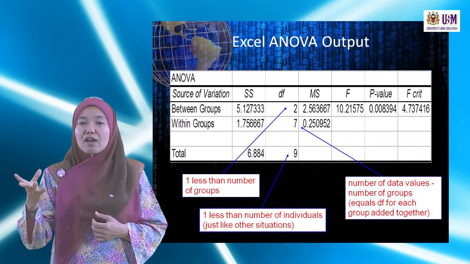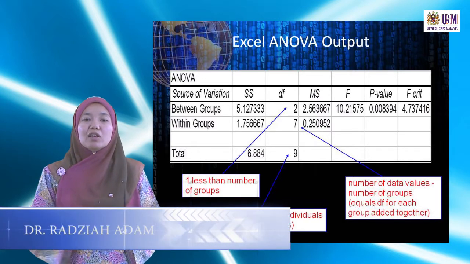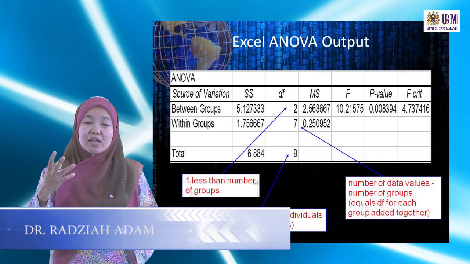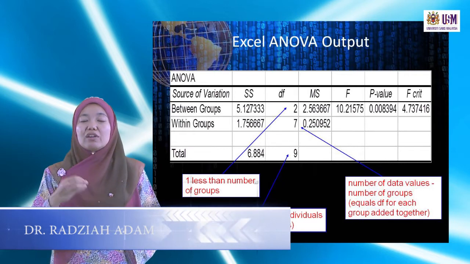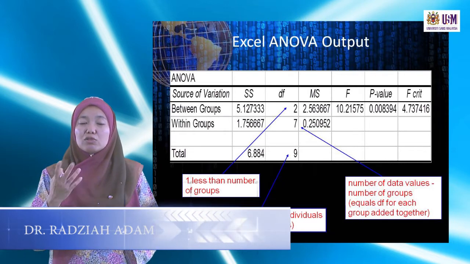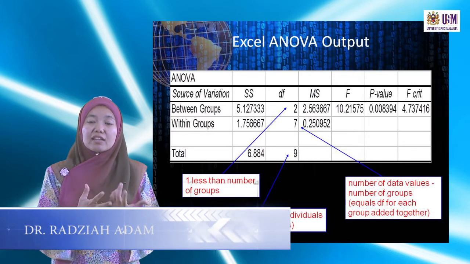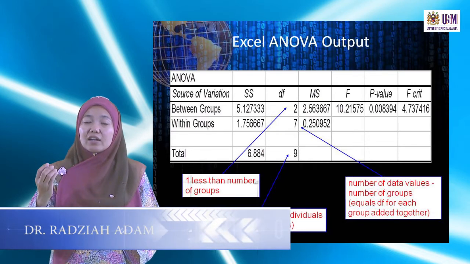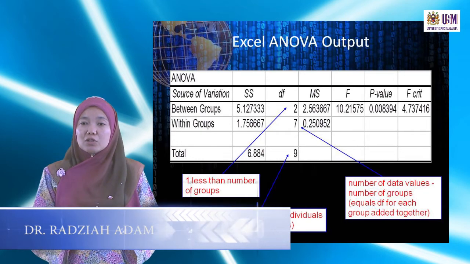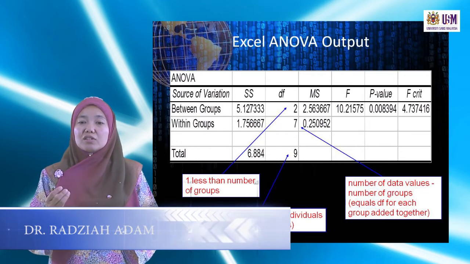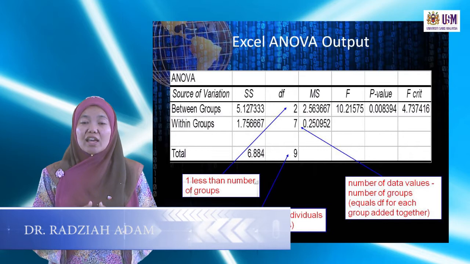So how do you calculate F value equals 10.21? You simply take mean square for the treatment, 2.56, divided by mean square for the error or the within group, 0.25, so you get 10.25. The computer already produced the P value. In this case, P is 0.008, so basically you can reject H0.